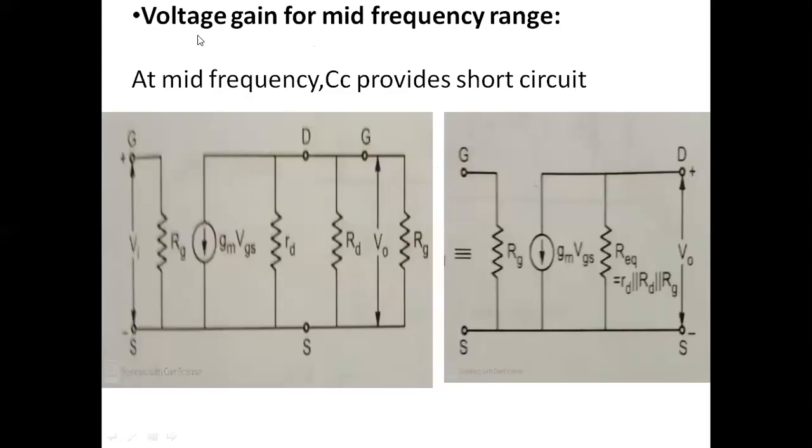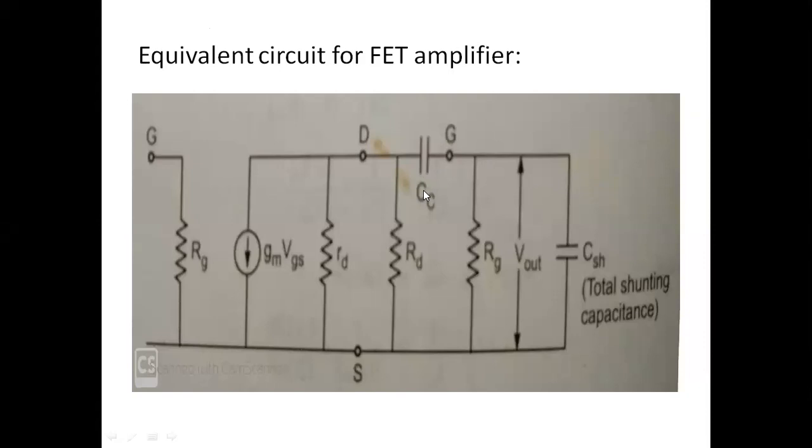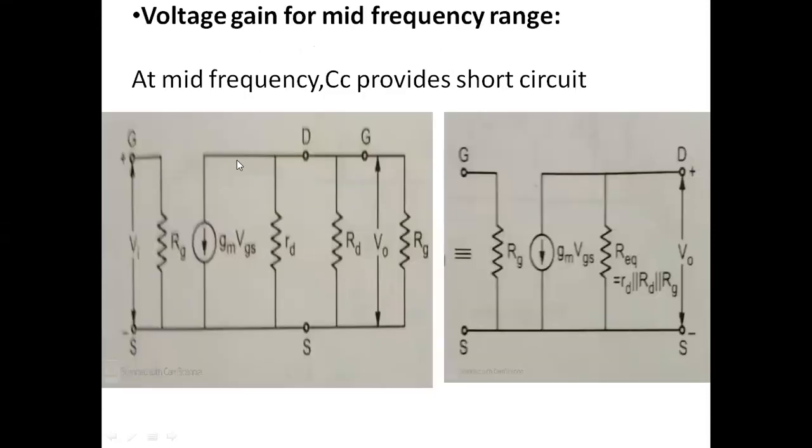Here we are analyzing the circuit at mid frequencies. At mid frequencies, the capacitance becomes short circuited, so that's why the same circuit becomes like this. We are just making the coupling capacitance a short circuit, and simply drawing the simplified equivalent circuit from this circuit.